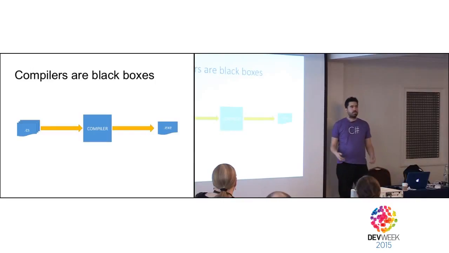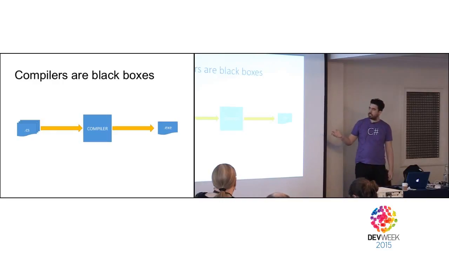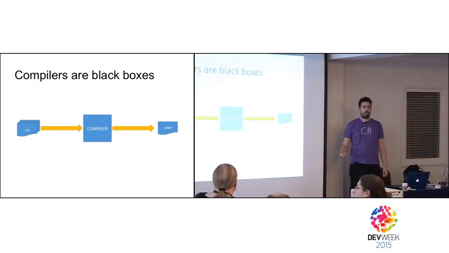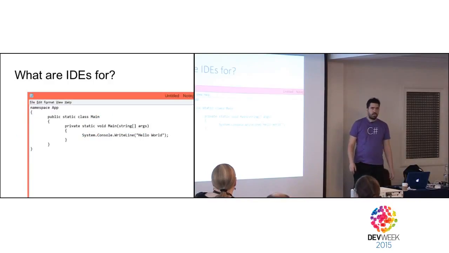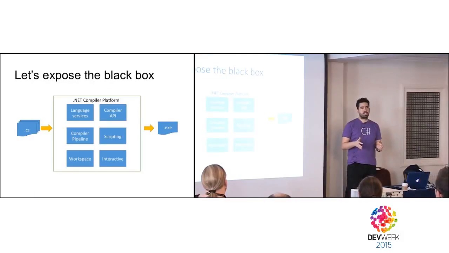So first things first, why do we need compilers? We need them to take code and create executable code, right? So it's just a black box that you see when you press F5 or F6 or you invoke it from the command line.